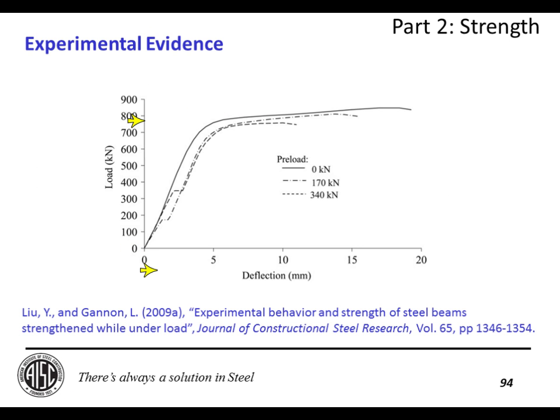And then this middle line is where the preload was ramped up to about half of the ultimate load before putting on that reinforcing. And then as you can see, it ended up coming all the way up near the original capacity. Same thing happened with the 25% preload. They were able to load it all the way up to the maximum capacity. So again, this does bear itself out in tests.